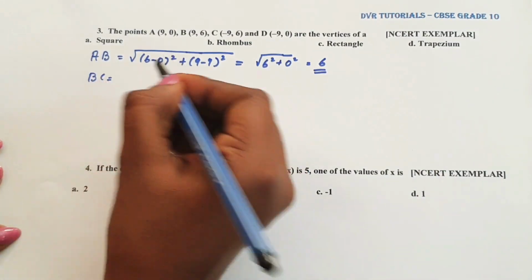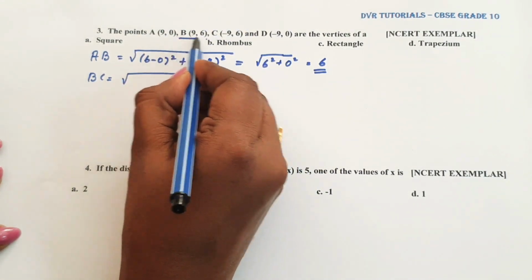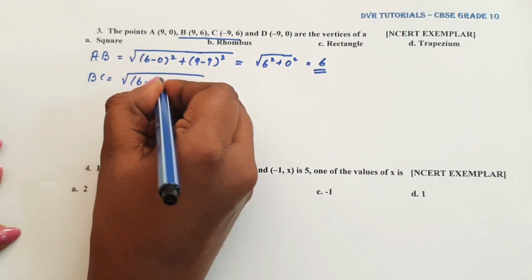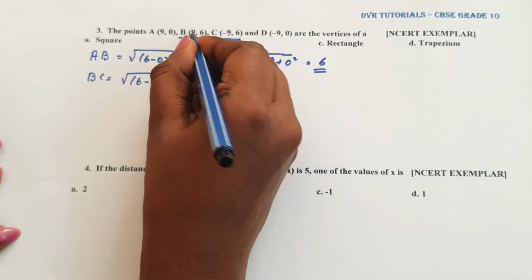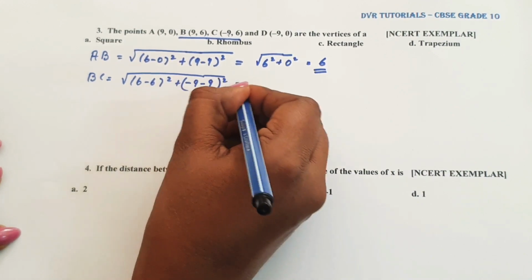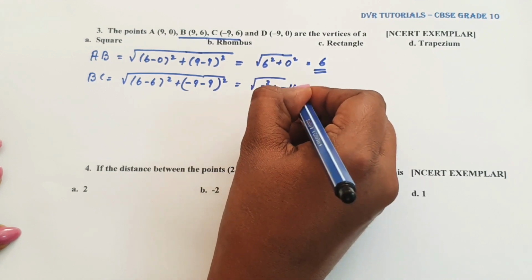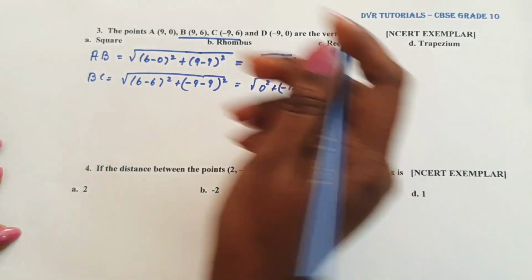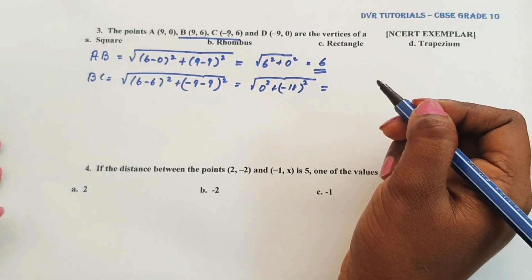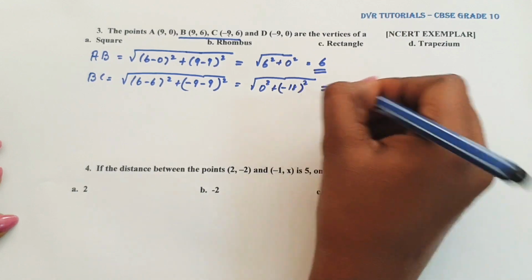BC is equal to, again the same thing, root of, so now this is a pair BC, so y2 minus y1, so 6 minus 6 the whole square plus x2 minus x1, 0 minus 9 the whole square, which is equal to root of 0 square plus minus 18 the whole square. We know the square of a negative number is positive, and also we just learned the square root of a perfect square number is the number itself, so it is equal to 18.